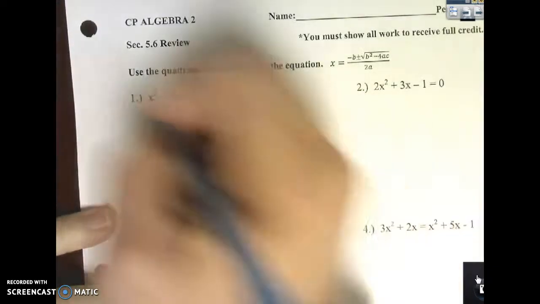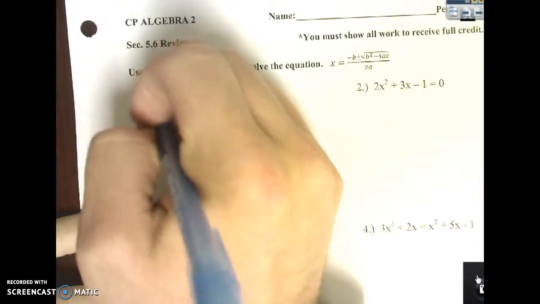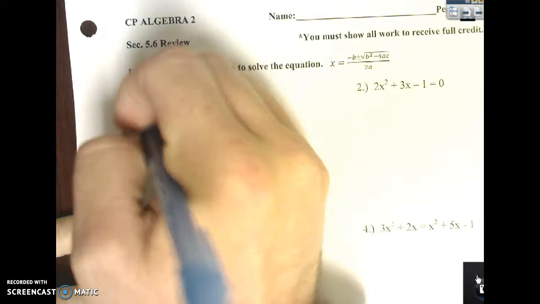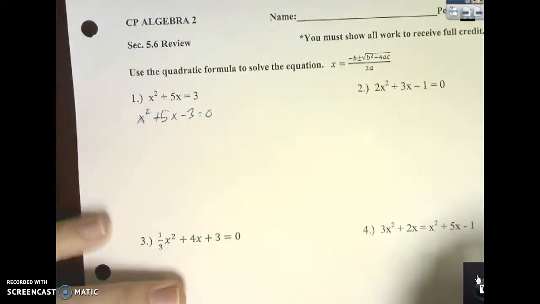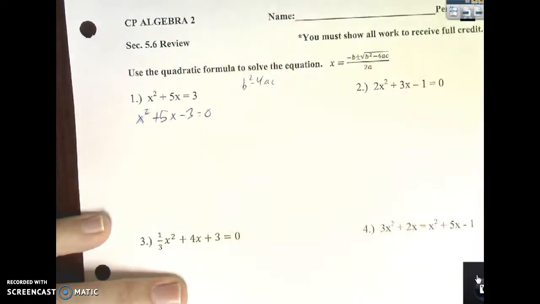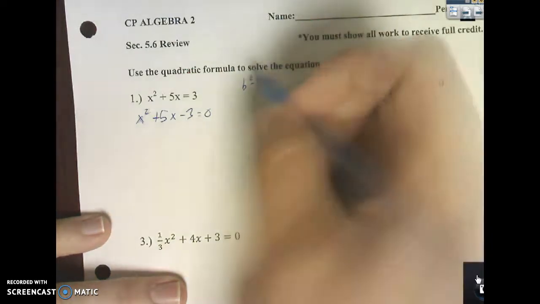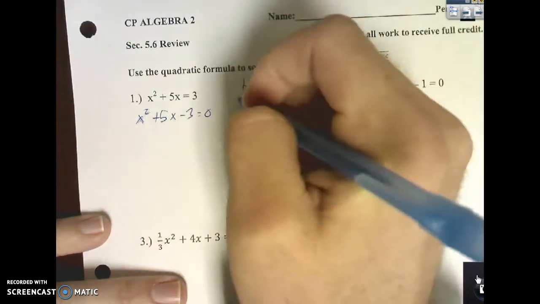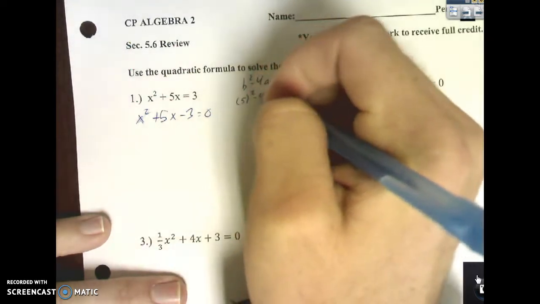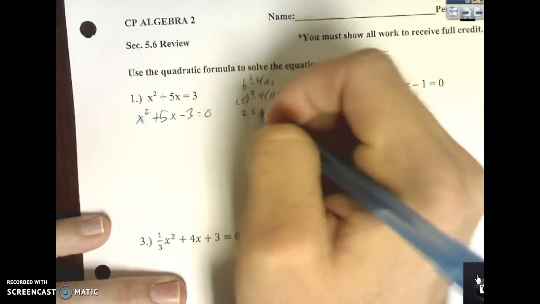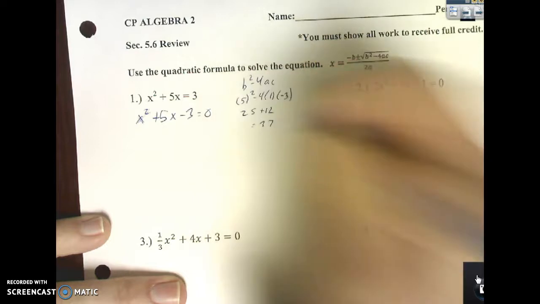Okay, our first goal is to always get it equal to 0. So for number 1, I am subtracting the 3 over. I got x squared plus 5x minus 3 equals 0. Now I'm doing my b squared minus 4ac off to the side. a, b, c: 1, 5, negative 3. We got 5 squared minus 4 times 1 times negative 3, which is 25 plus 12, which is 37.